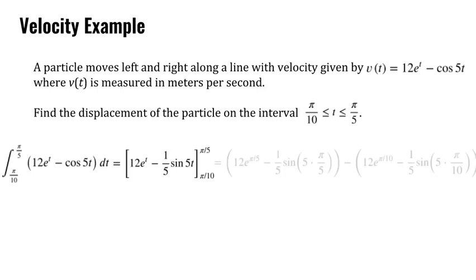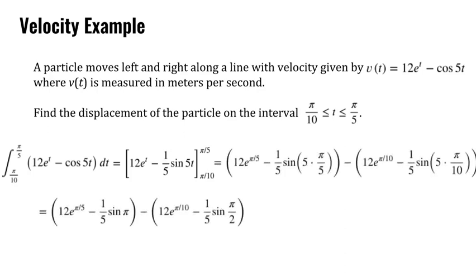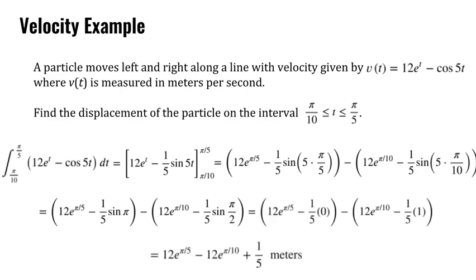Substitute the limits of integration and subtract. From here, the work looks messy, but it's somewhat straightforward. Evaluating the sine of pi and pi over 2, we have 0 and 1, respectively. And our final answer we will report with units of meters.